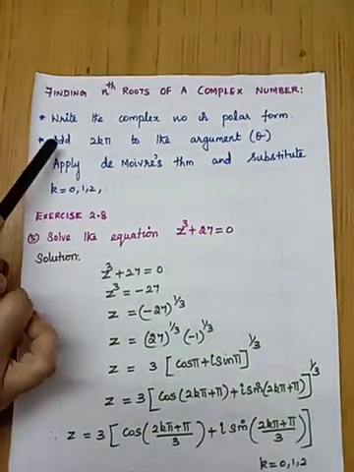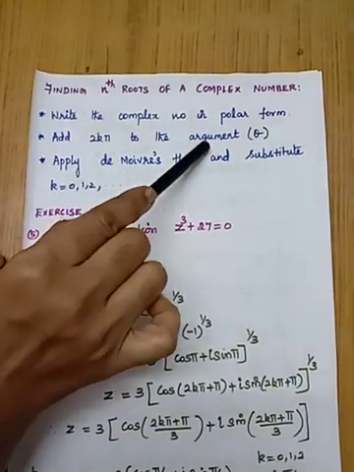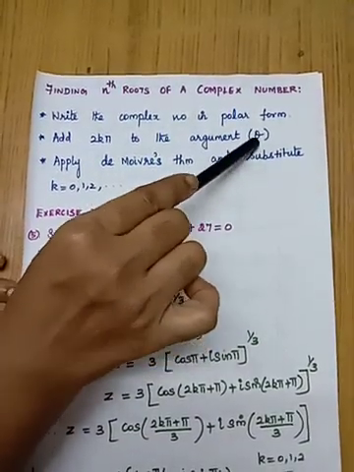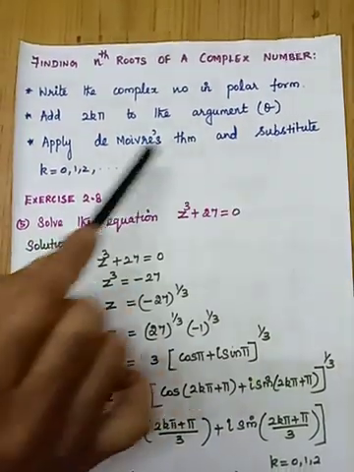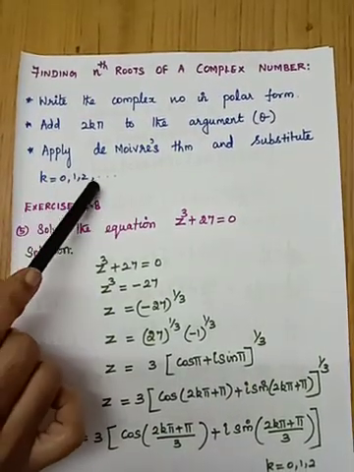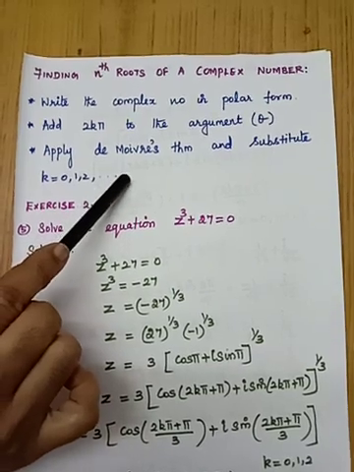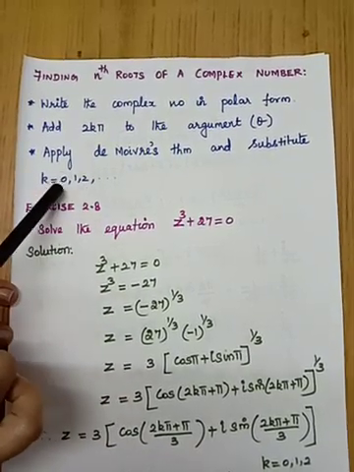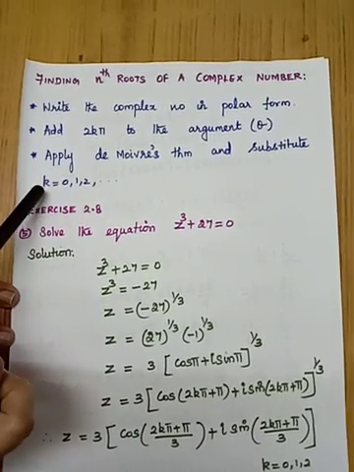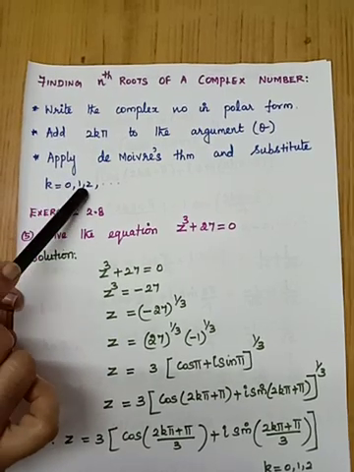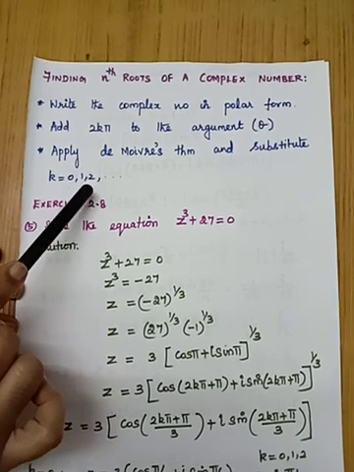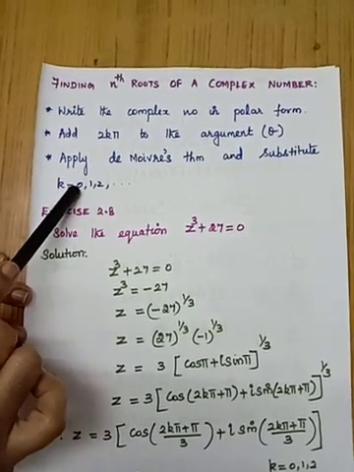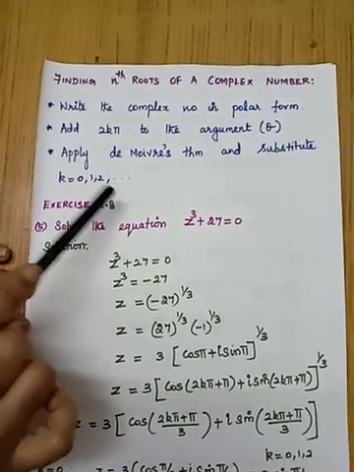Second, add 2k pi to the argument, that is, the argument is theta. Then you have to apply De Moivre's theorem and substitute k equal to 0, 1, 2, etc., and complete it. Suppose there are 3 values, you start from 0, 1, 2. 4 values means 0, 1, 2, 3 you have to substitute. Starting from 0 you have to substitute the values.